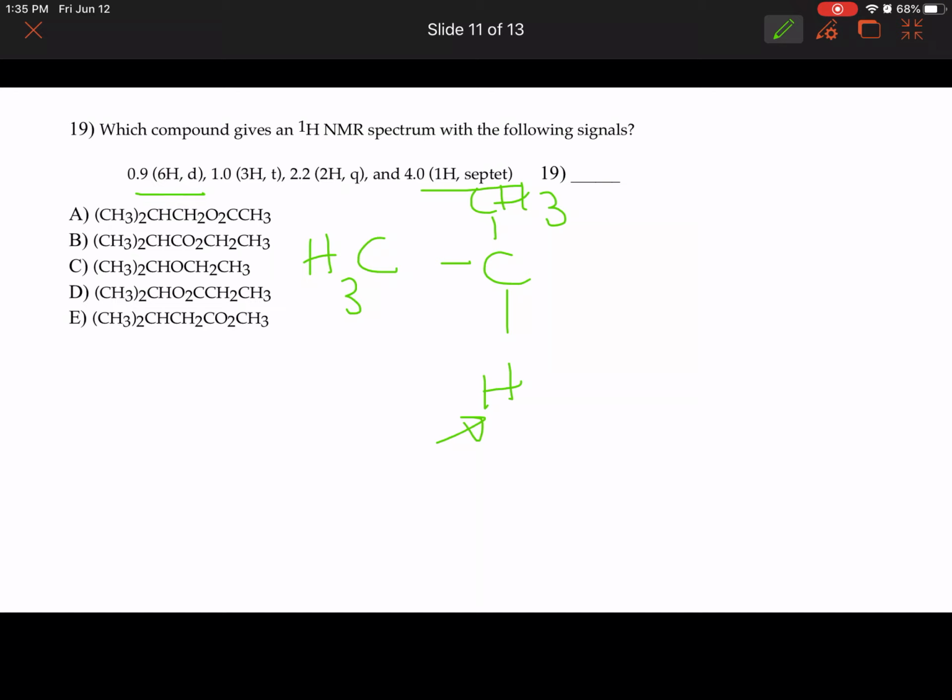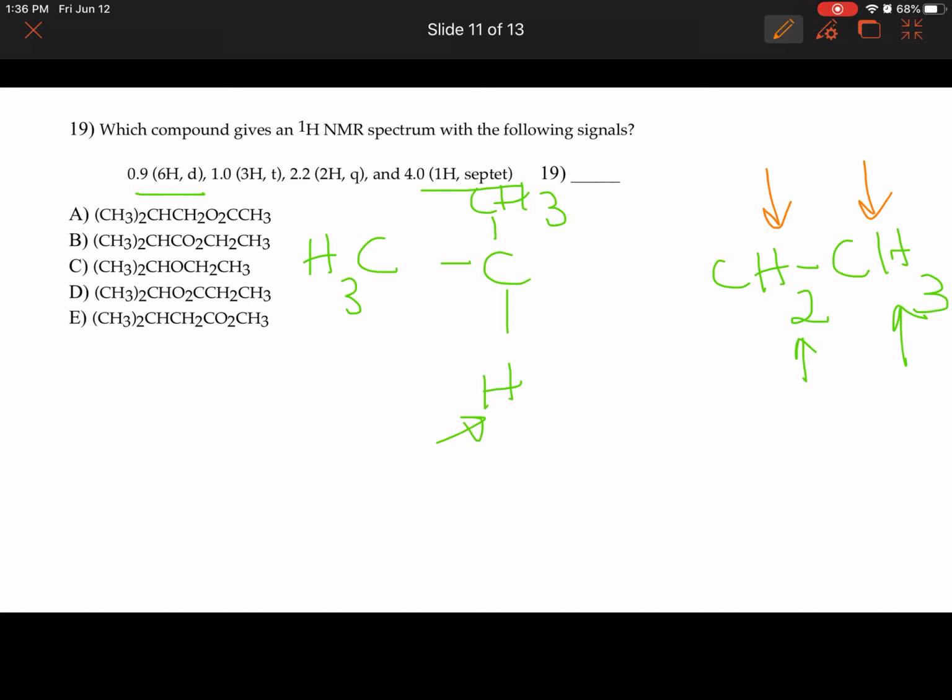And then we also have a 3 hydrogen triplet and a 2 hydrogen quartet. So a 3 hydrogen triplet means you need to have this part, CH3 next to a CH2. These 3 hydrogens would be a triplet due to these 2 hydrogens. And then these 2 hydrogens would be a quartet due to these 3 hydrogens, n plus 1. Now we have this part also.